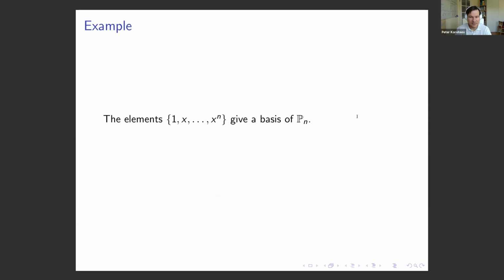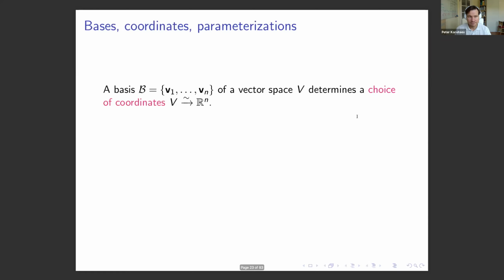Take an example, the basis 1, x, x squared, etc., x to the n of the space P_n. I remind you, it's the space of polynomials in one variable with degree at most n. So as we discussed, it's isomorphic to R^(n+1).